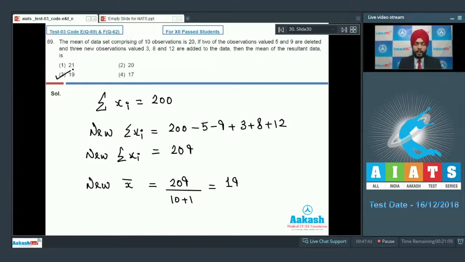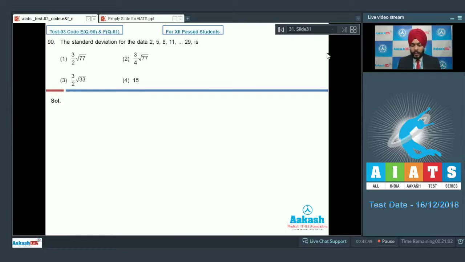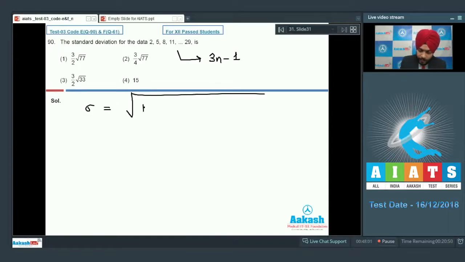Let us move on to question number 90. That is the last question for this exam. The standard deviation for the data 2, 5, 8, 11, so on till up to 29. There are 10 terms. The general term of the series is 3n minus 1. Standard deviation sigma is equal to under root of expected value of x square minus expected value of x whole square.